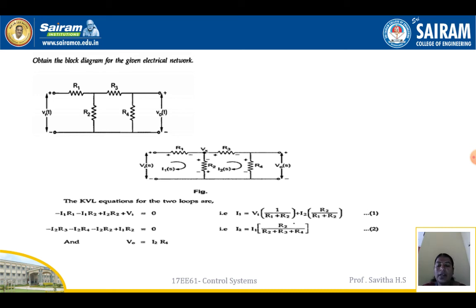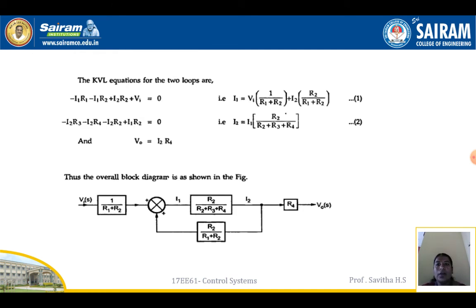Similarly, minus I2 R3 minus I2 R4 minus I2 R2 plus I1 R2 is equal to 0. Therefore, I2 is equal to I1 R2 divided by R2 plus R3 plus R4. V0 is equal to the voltage across the resistor, V0 is equal to I2 into R4. Applying the KVL equations, the overall block diagram is as shown in the figure.